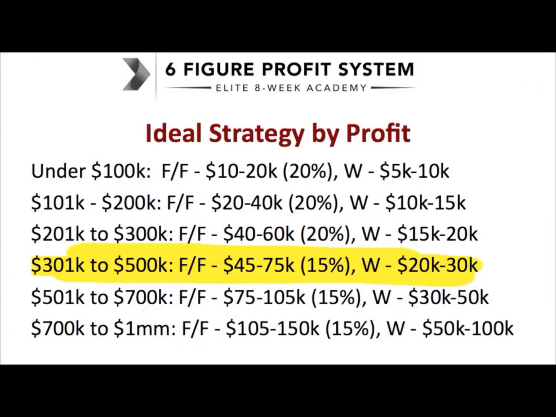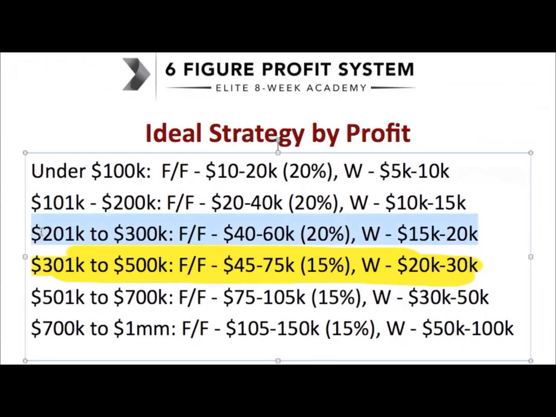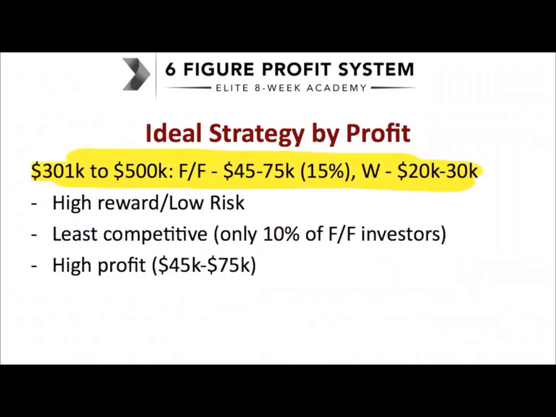Now everything else you can wholesale. Everything under it you can wholesale. All of these you can wholesale. This one you could fix and flip. It's not bad, making 40 to 60. These two are perfect for wholesaling. Make 5 to 10 or 10 to 15 here. So that's it. The ideal strategy by profit is the 300 to 500,000.